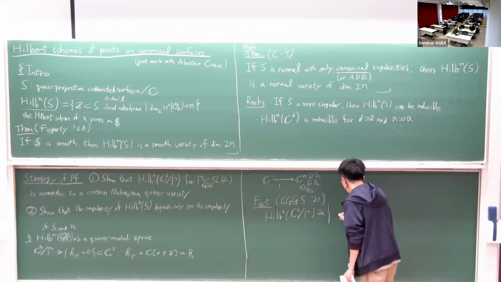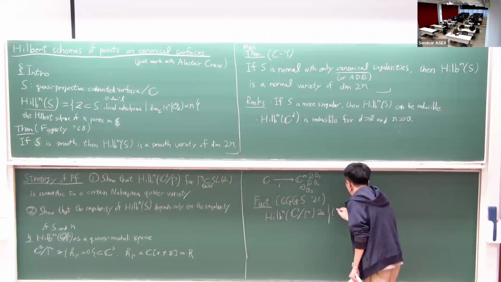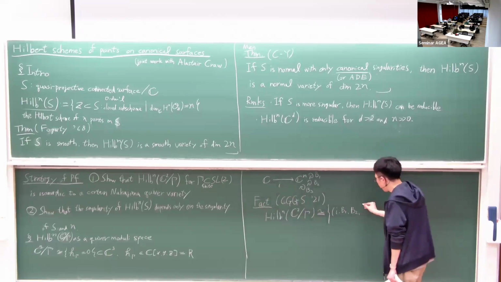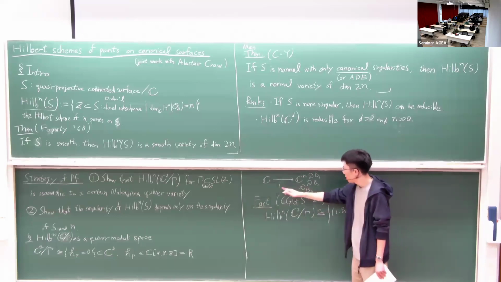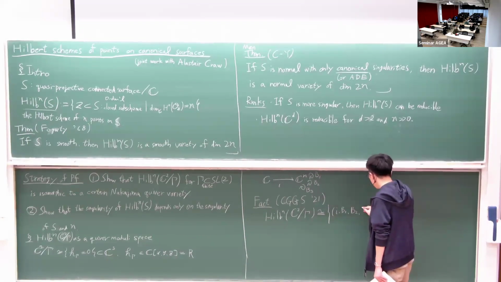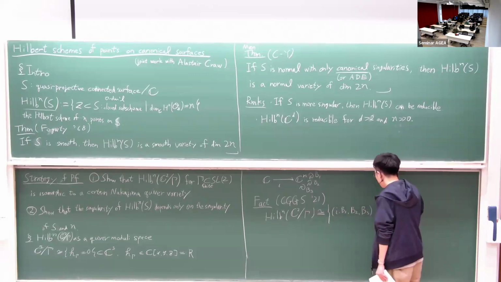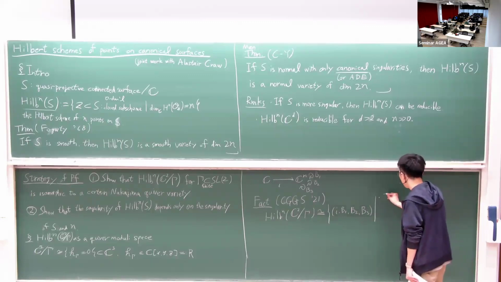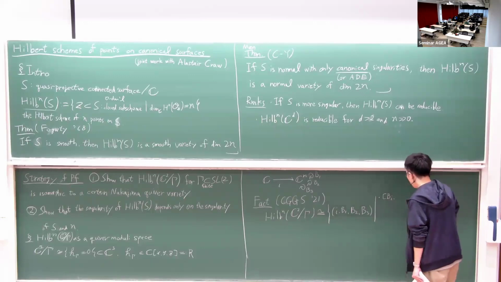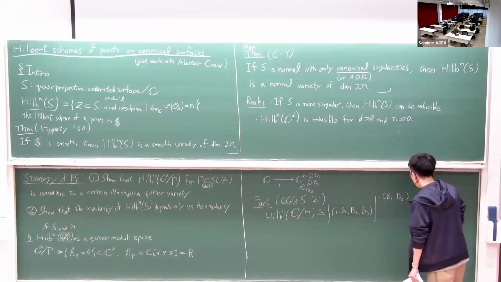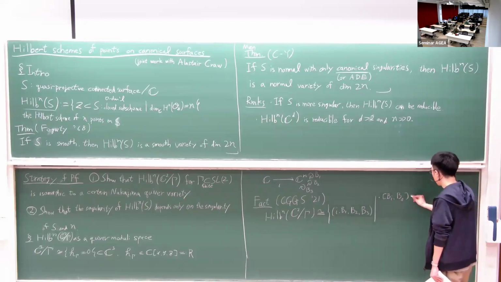Quadruples of C-linear maps: I is a C-linear map from C to Cn, and B1, B2, B3 are endomorphisms of Cn, such that they satisfy the following conditions. The first condition says that each Bi commutes with each other, so the commutator is 0 for any i and j.